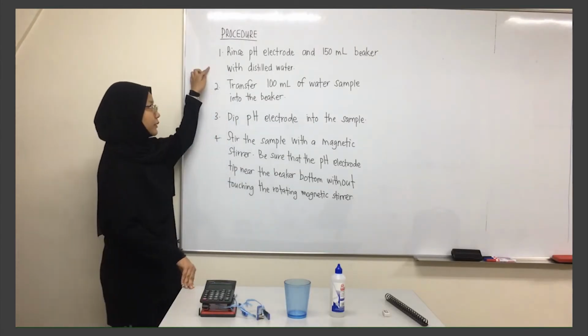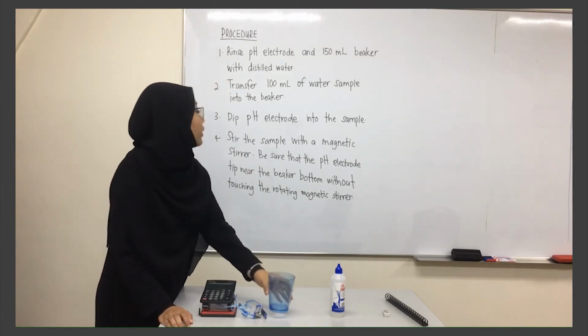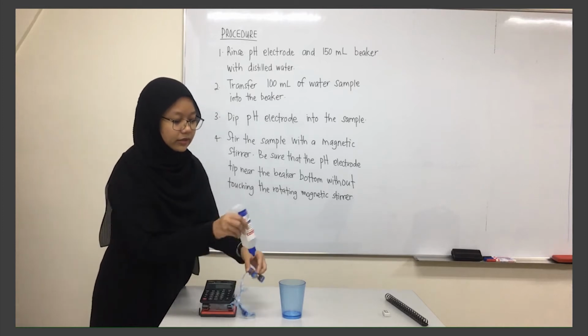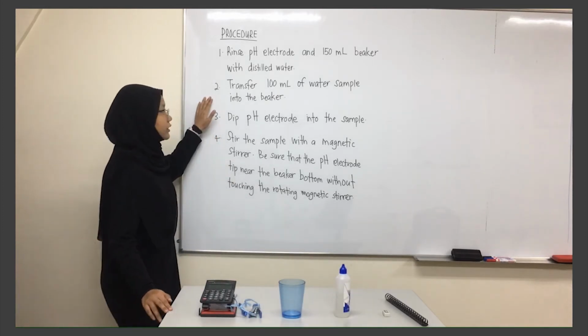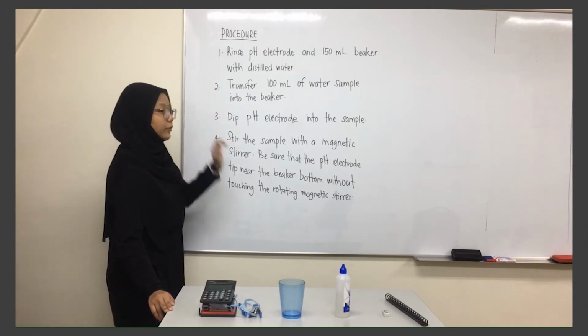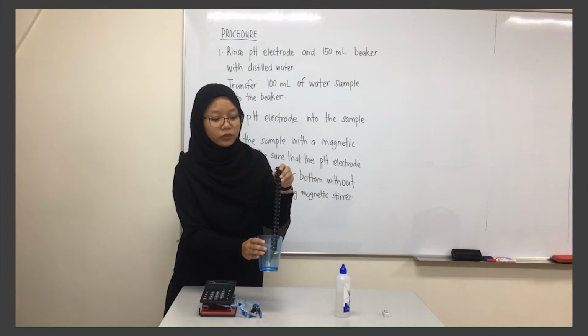The first step is to rinse the pH electrode and the 100 ml beaker with distilled water. We need to rinse both before using them. The second step is to transfer 100 ml of water sample into the beaker. Using a measuring cylinder, we transfer the sample to the beaker.